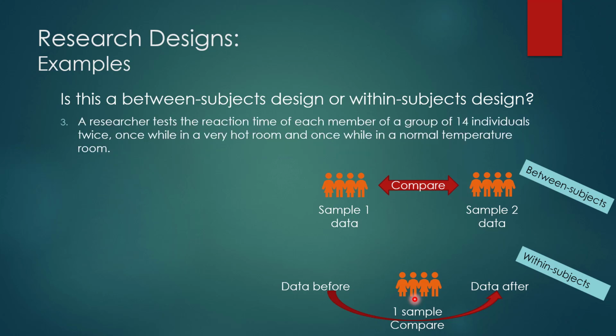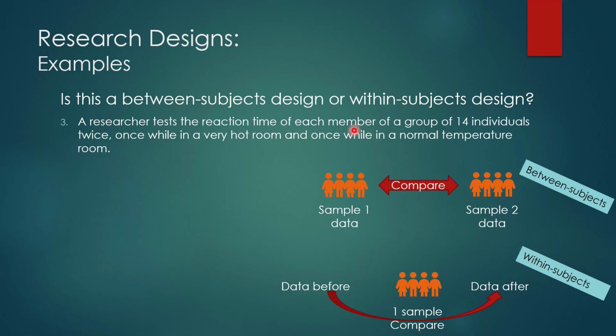Here's another example. A researcher tests the reaction time of each member of a group of 14 individuals twice. Once while in a very hot room and once while in a normal temperature room. So now, do we have two groups that we're comparing, or one group we're comparing before and after, or over time?